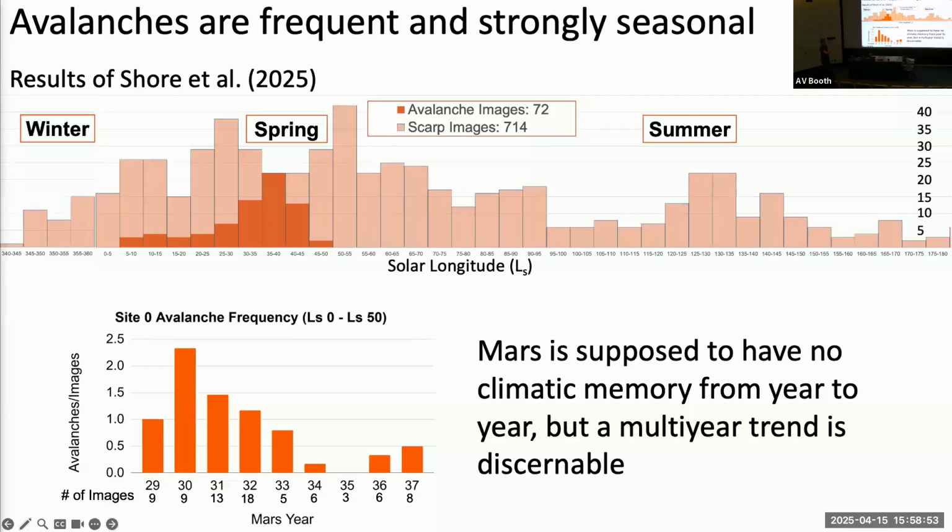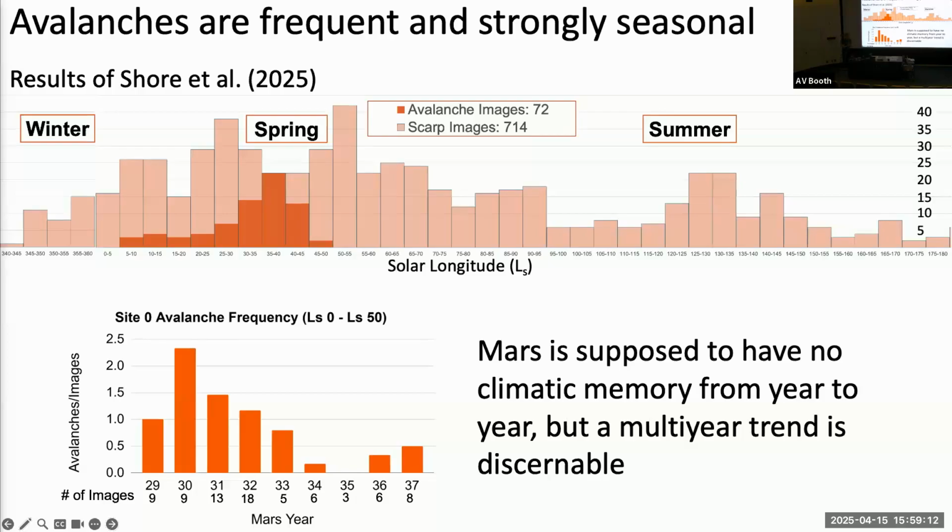There's a long ramp-up period here where maybe 20% of the images contain an avalanche, or a little bit less, up to a point where every single image has an avalanche, and then a steep drop-off where we don't see avalanches past this Ls 50 mark.